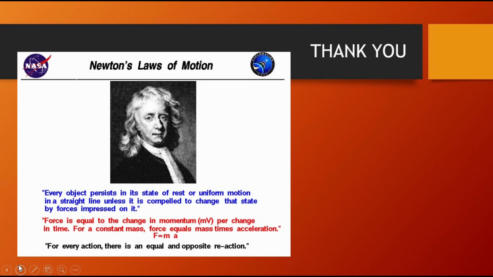Thank you. Just a reminder, Newton's laws of motion. Remember, every object persists in a state of rest or uniform motion in a straight line unless it's compelled to change that state by forces impressed on it. Second, force is equal to the change in momentum per change in time. For a constant mass, force equals mass times acceleration. For every action, there is an equal and opposite reaction, and the action-reaction pair act on two different bodies. We end our discussion about laws of motion here.